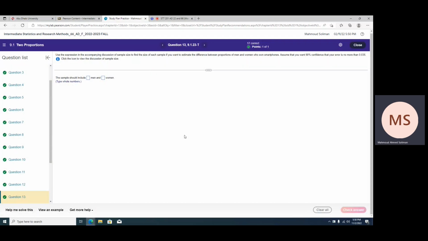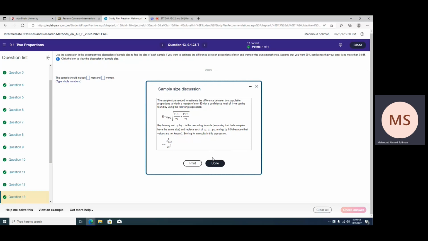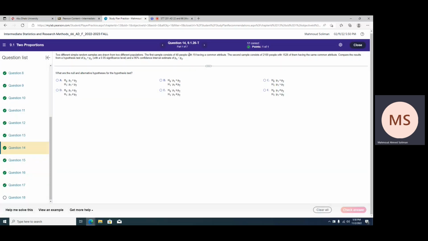So next, greater than is better. Yes. Discussion of the sample size. What is this? I don't know. I don't think this is coming in the exam. We're not going to get this one in the exam. This one.